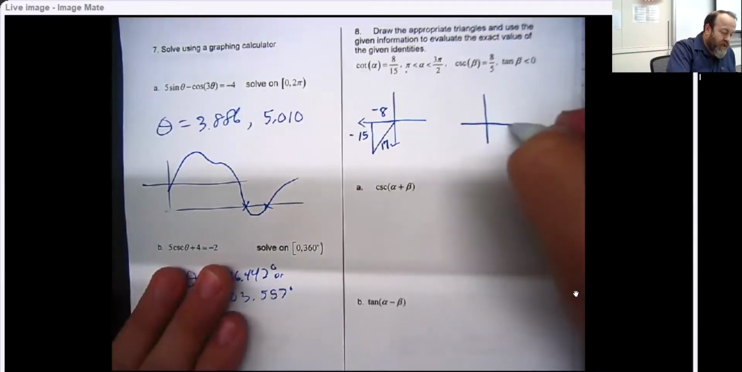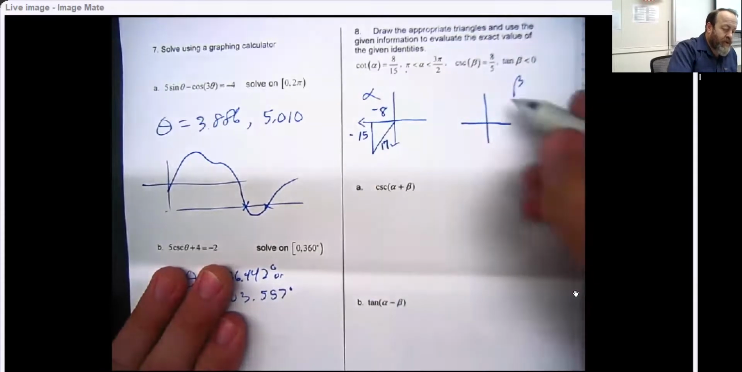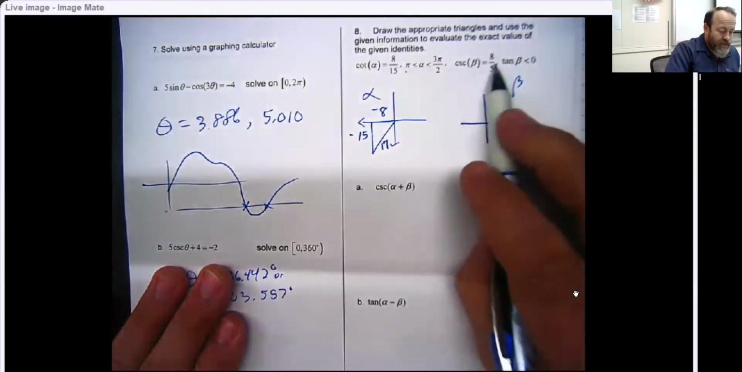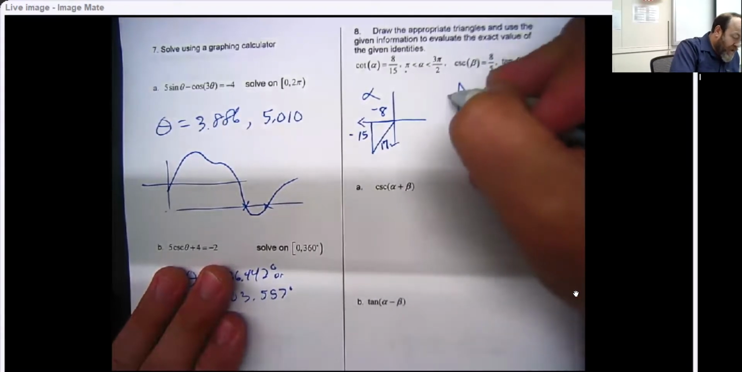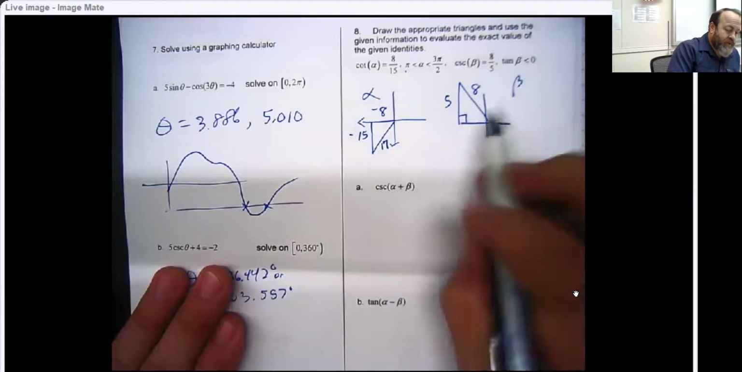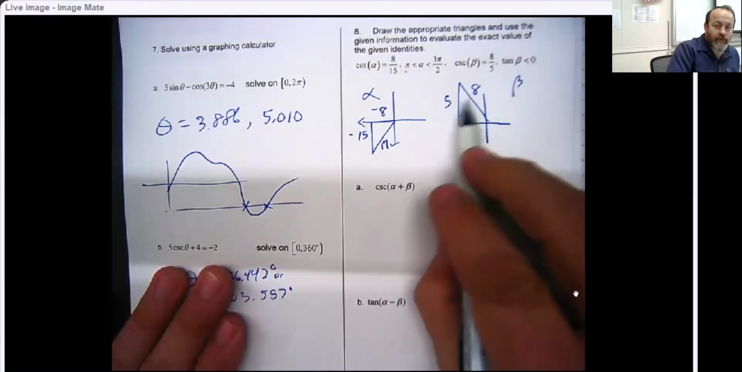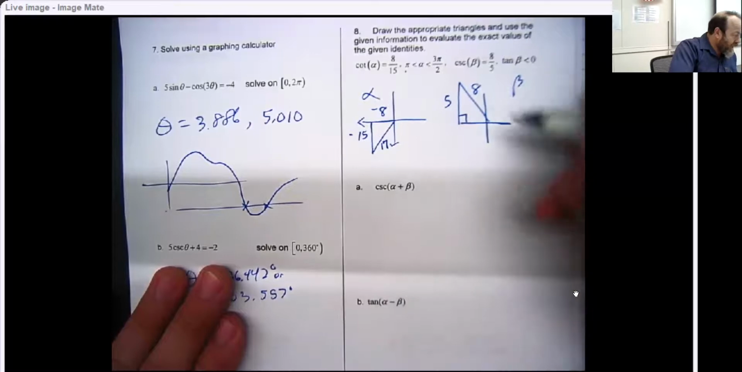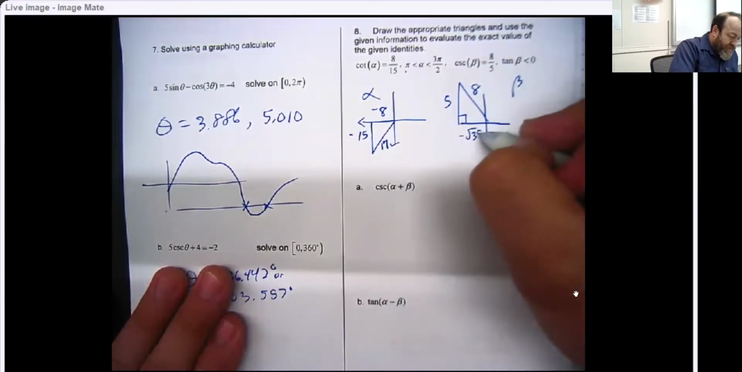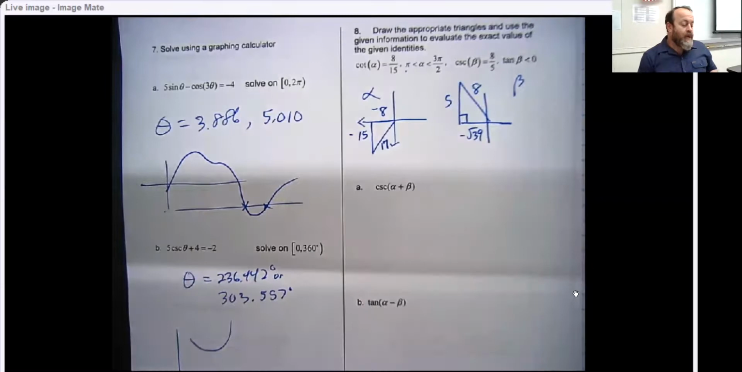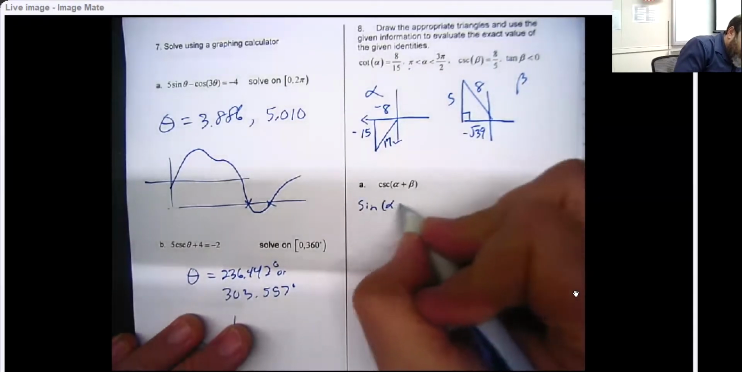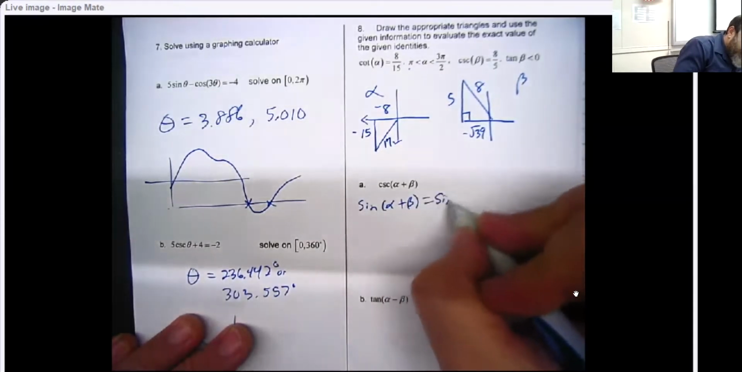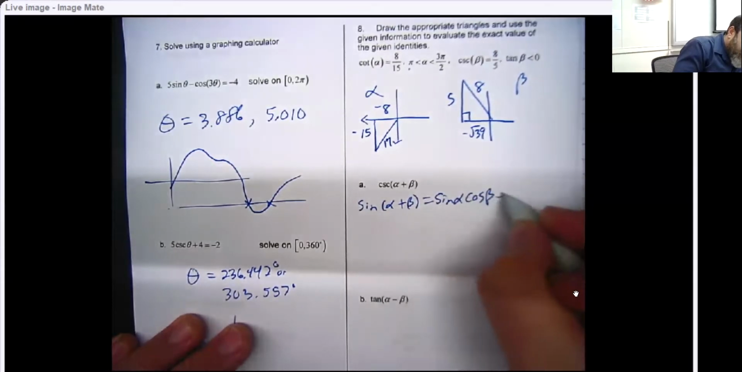The second triangle, which is of course our beta triangle, has a positive cosecant but a negative tangent. So it's sitting over here, and it has a cosecant, which is hypotenuse over opposite. Those are both positives because this is up. And I got negative root 39 from Pythagorean theorem. So for me, what I did is I just jumped in there and I said, I don't really want to deal with you. So I'm going to deal with the sine of alpha plus beta, which is sine cosine plus cosine sine.